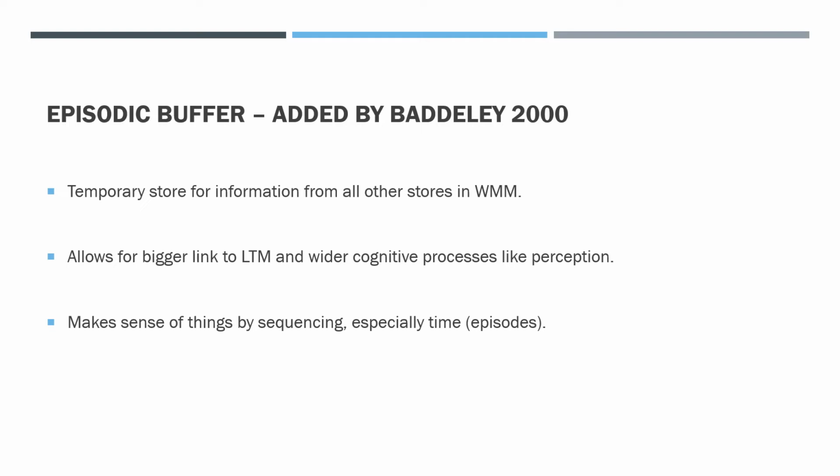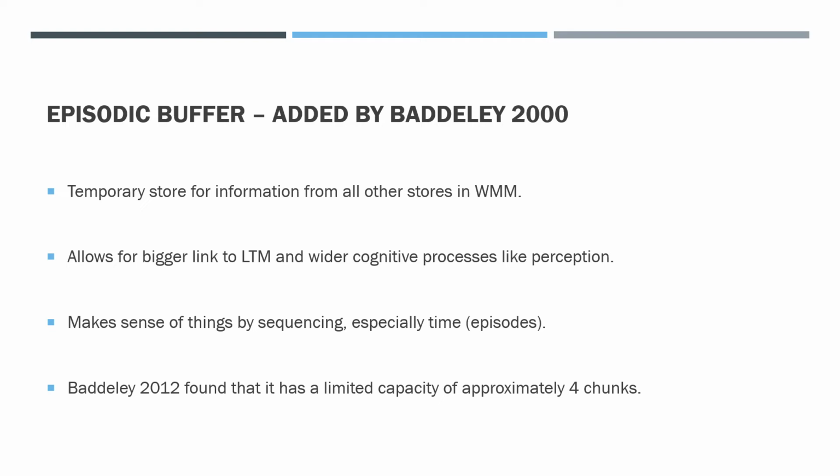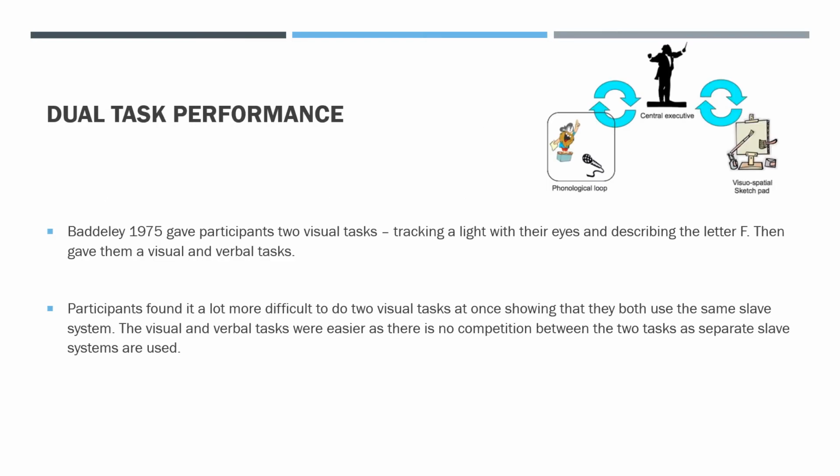And it helps to make sense of things by sequencing them, especially in time, so it does episodes. So the episodic buffer organises things into episodes. In 2012, BADDELEY did further research and found that the limited capacity of approximately 4 chunks or episodes is its capacity. And all of these pass on to the long-term memory.